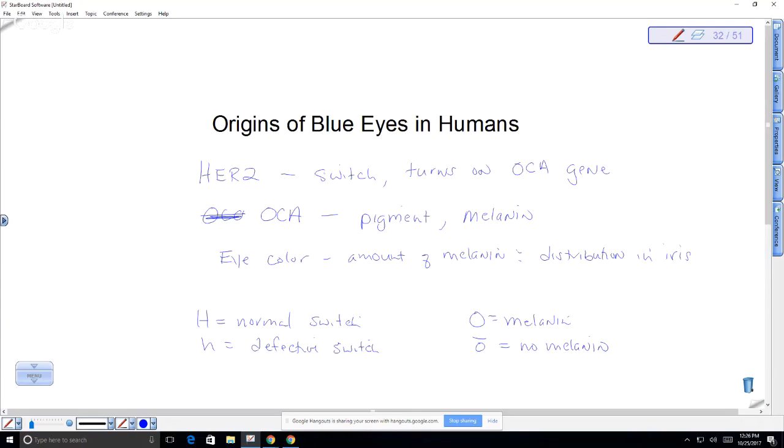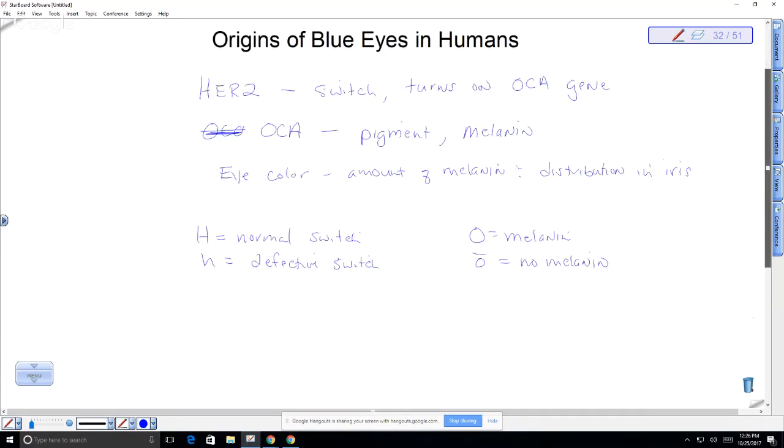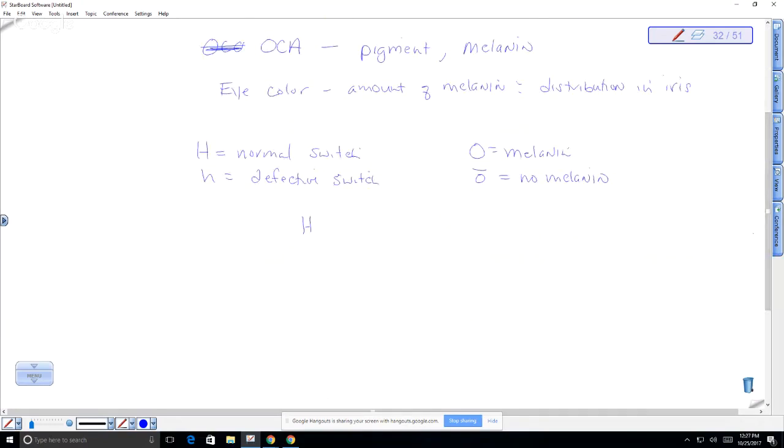Okay, so we actually could look at the combination of these genes to determine our phenotype. This might be something that I would have you do on the midterm. So if I had this combination, what would be the eye color? If you have no melanin, your eye color would be blue, right? So this would be blue eyes. If I had this combination, what would that be? Brown eyes.